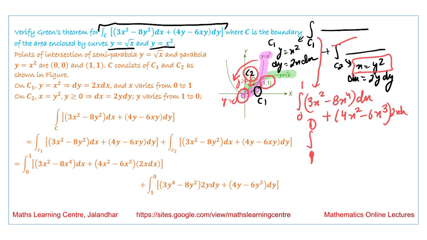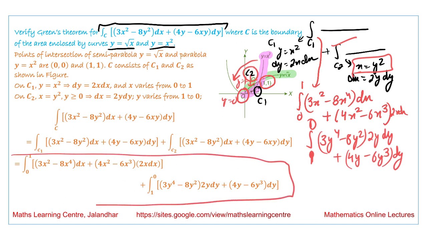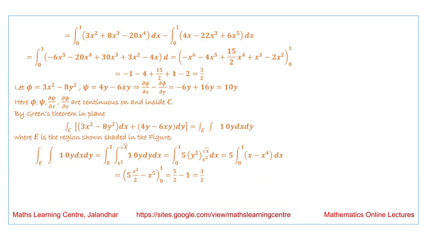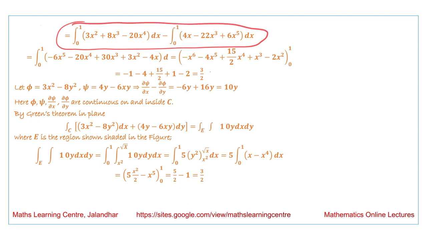So we get 3y raised to the power 4 minus 8y square into 2y dy, plus 4y minus 6y cube into dy. So we have obtained this integral, and on solving it, these calculations are shown over here, we obtain the final answer as 3 by 2. So this is the value of this integral.